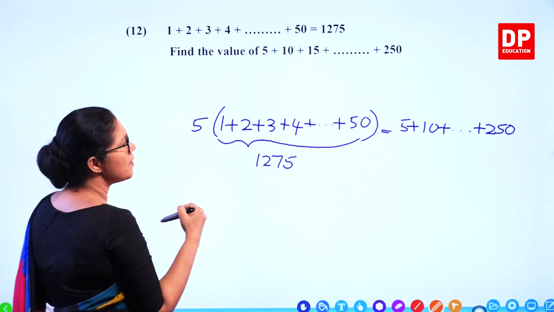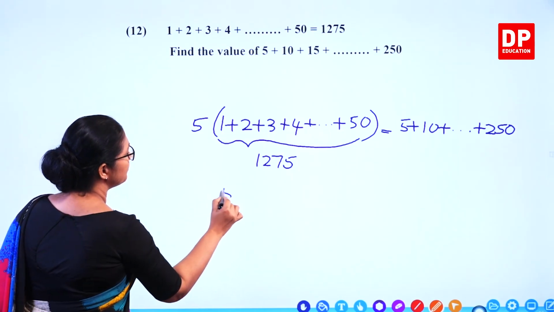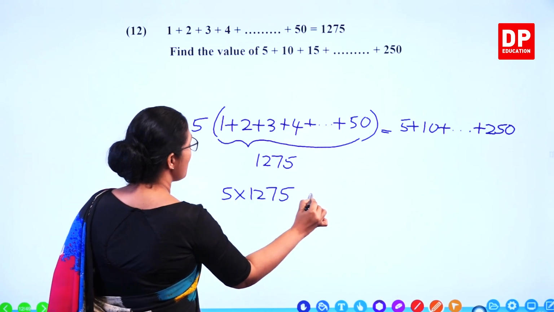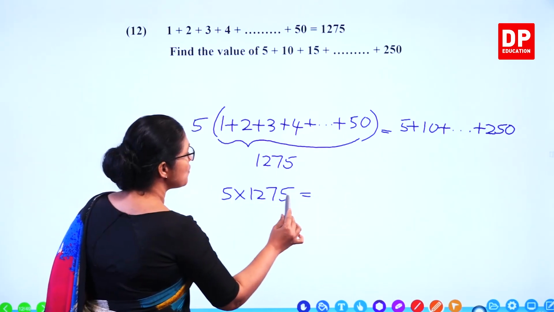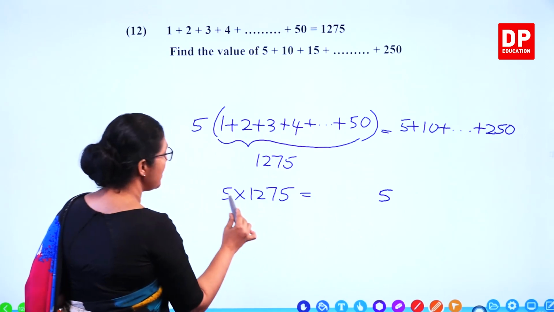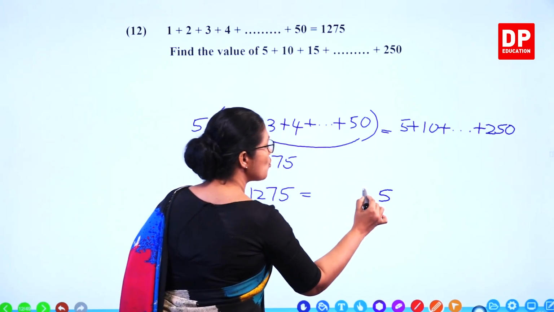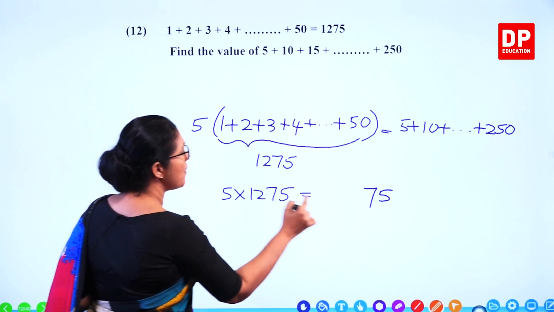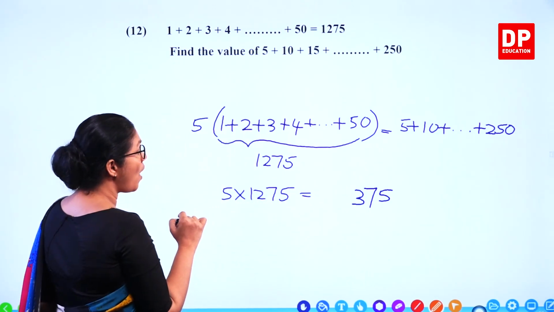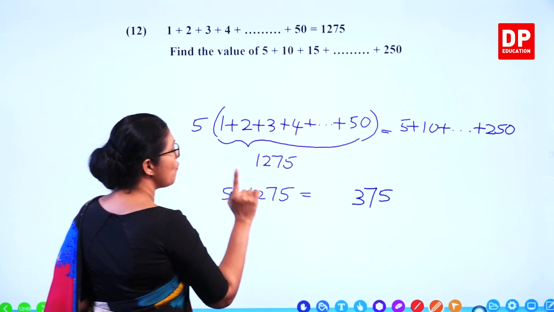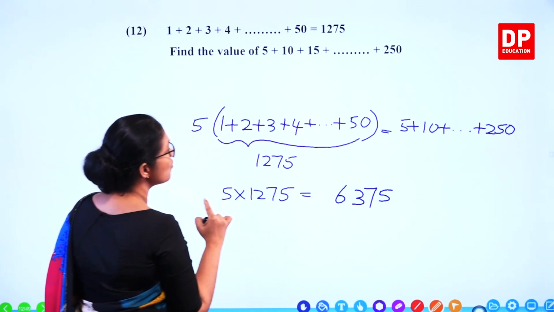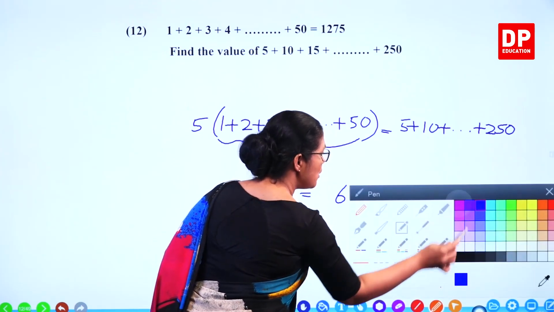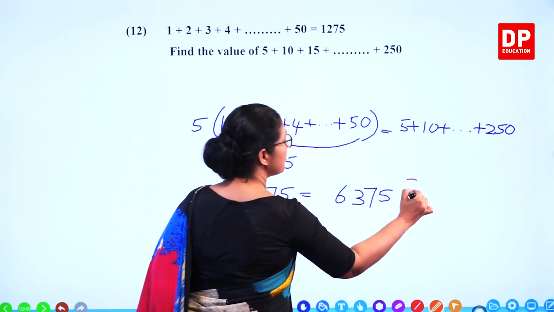So what's the sum of the other one? 5 times that. 5 times 1275 becomes 5 times 5, 25. 2 remaining. 5 times 7, 35 plus 2, 37. 3 remaining. 5 times 2, 10 plus 3, 13. And 1 remaining. 5 times 1, 5 plus 1, 6. So the answer is 6375 and you get 2 marks.